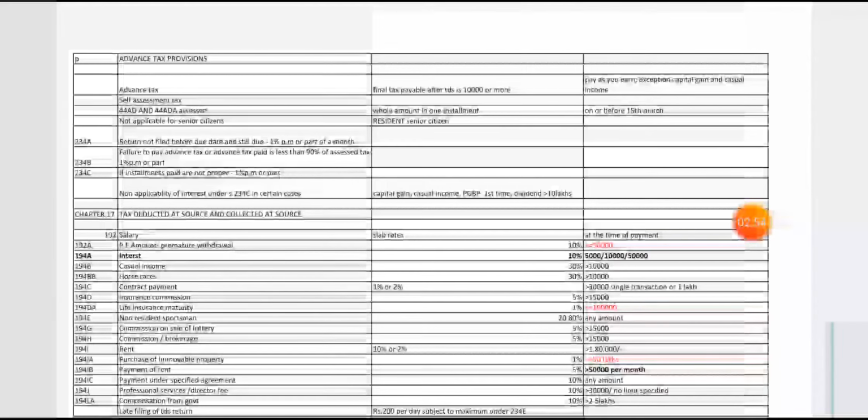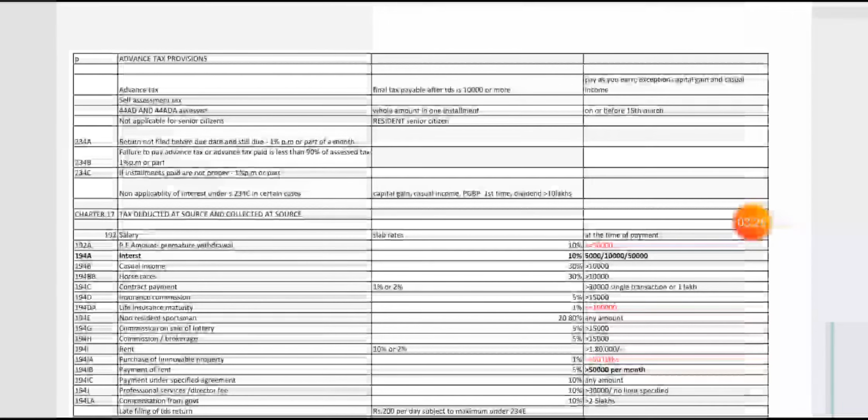Now comes the penalty. What if we haven't paid? There are 3 sections in which it is really confusing. Again, I have given it in a handwritten note which you can verify while you are hearing this video. So 234A, 234B, 234C. 234A applies when you haven't filed the return of income and the amount is still due. 234B comes where you haven't paid the advance tax or you have paid a lesser amount, that is less than 90% of the assessed amount.